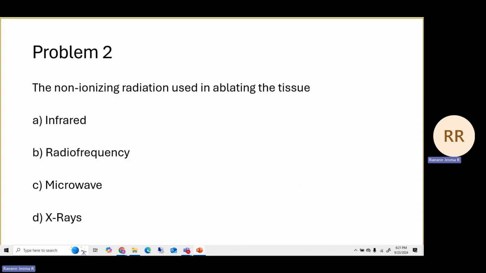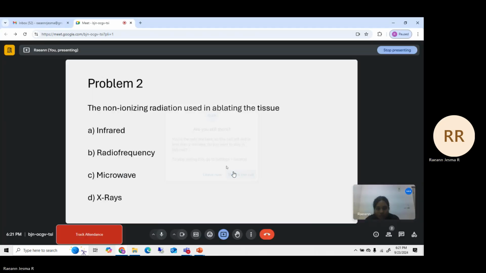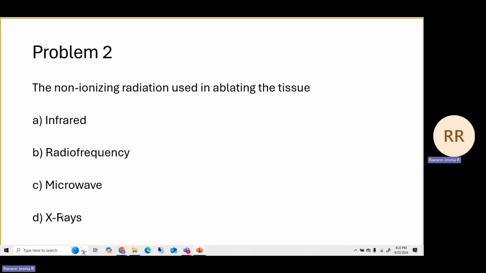Problem 2. The non-ionizing radiation used in ablating the tissue is option A, infrared, option B, radio frequency, option C, microwave, option D, X-rays. So which is the correct answer?